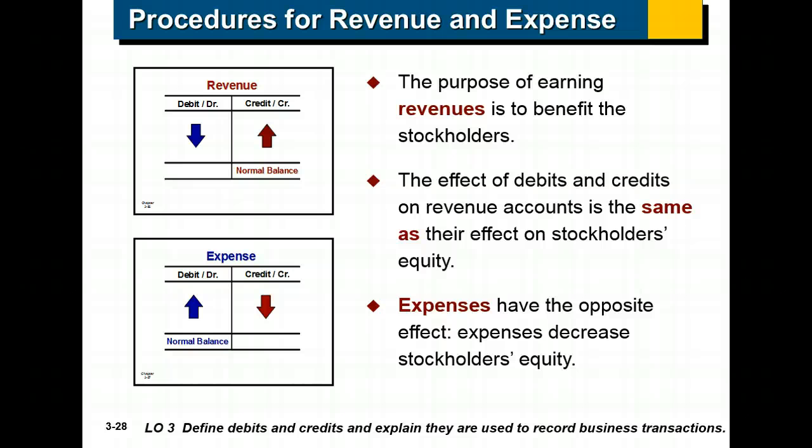But expenses decrease the stockholders' equity section, so we're going to debit that. The expense accounts are going to have a normal debit balance because the job of all expense accounts is to decrease stockholders' equity. So they're going to be debits. Okay? The normal balance of an expense account will always be a debit.